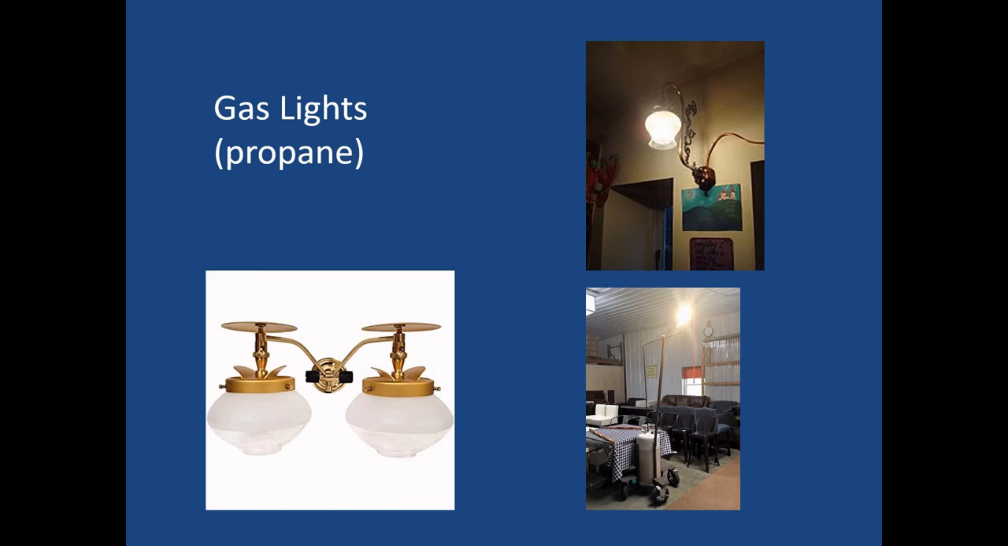Other indoor sources of light, you could go with gas lights. So if you have a propane source, you could install some gas lighting. That would take a little bit of installation and some fixtures. Some of them could even be portable, as you can see in the lower right. They are bright light, which is good. And again, those will probably be used just periodically.